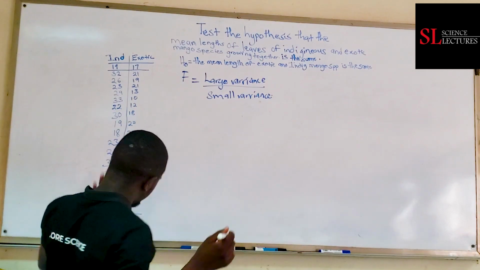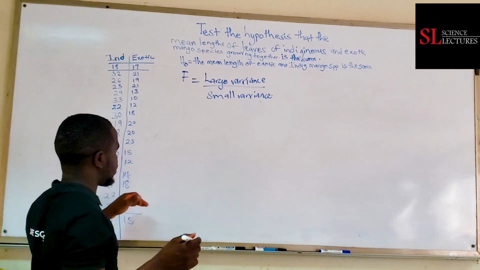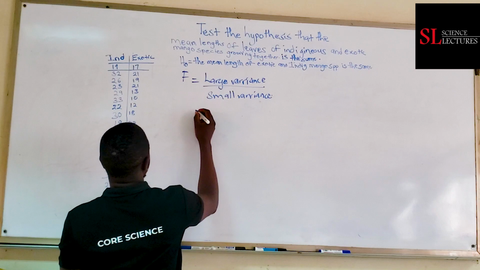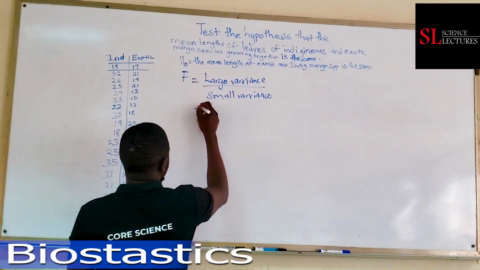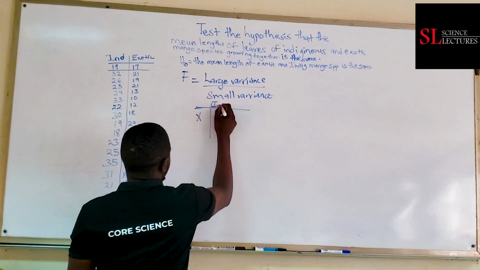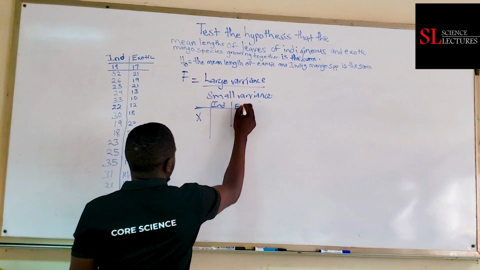But when you realize that you don't have the variance, so what do you do? You organize your data like a scientist. You get the mean. You come and say indigenous, then exotic.